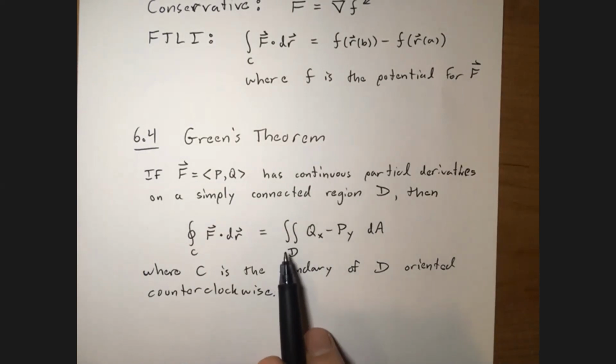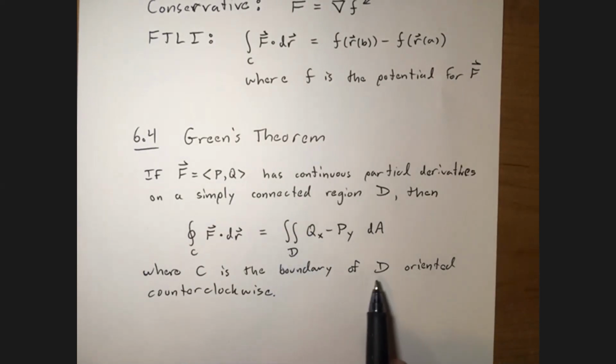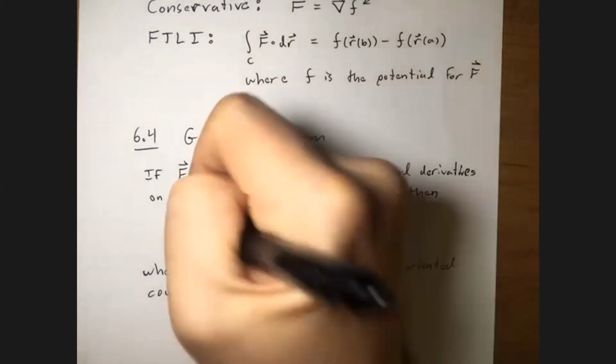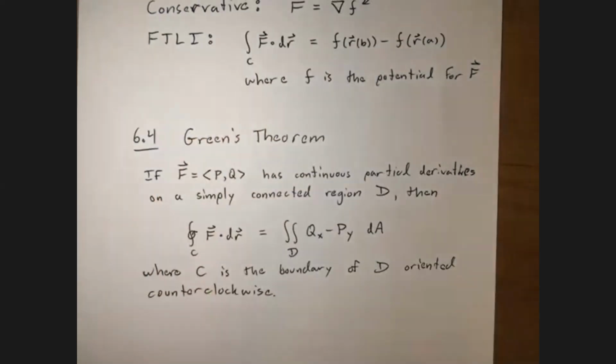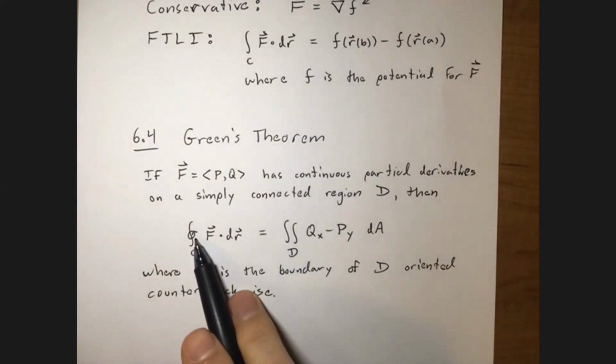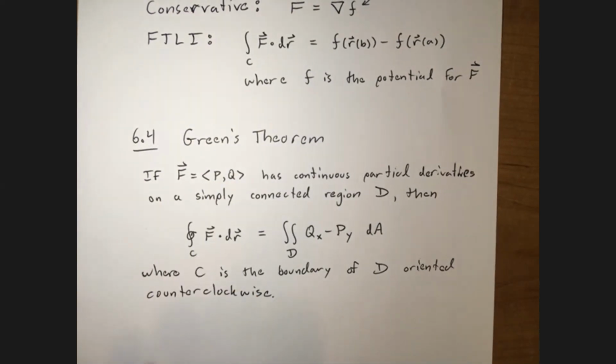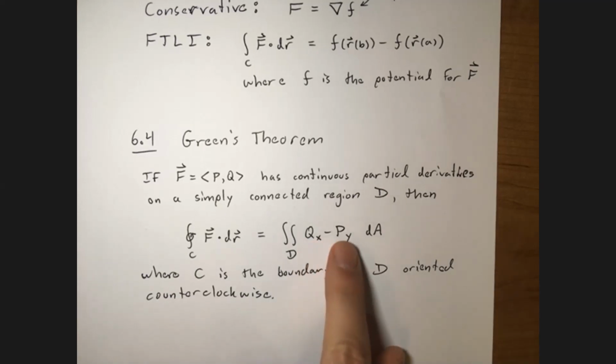So this theorem works this way, provided C is oriented counterclockwise. Sometimes to emphasize that, they put a little arrow here on the circle to say, hey, this is a counterclockwise curve. Right? If you do it clockwise, it'll just become the negative of this. So instead of qx minus py, it'll be py minus qx. So it still works.